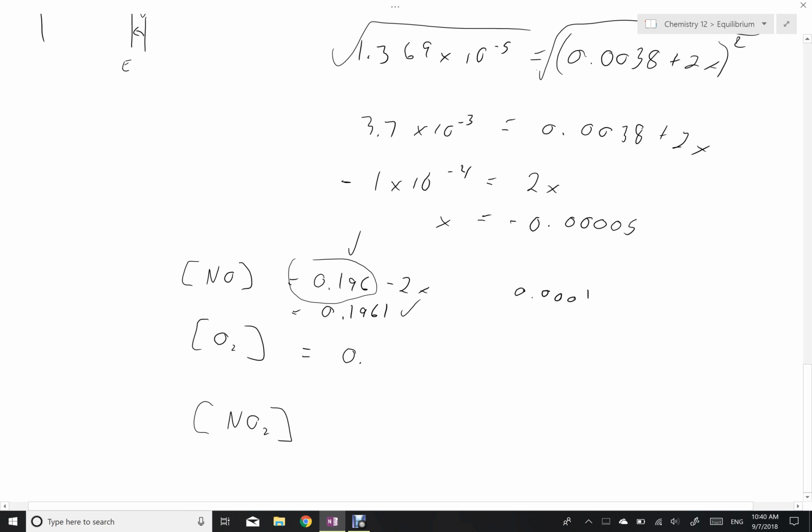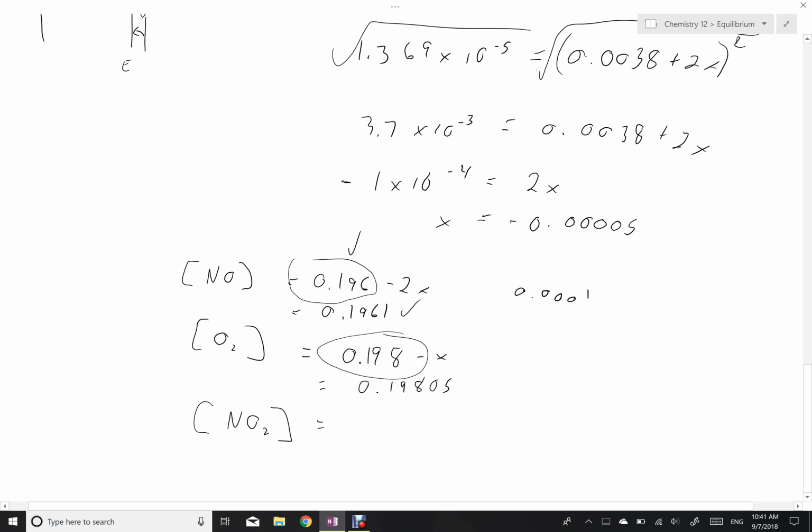My concentration of my oxygen would work out to 0.19805, so even a smaller change in that situation. So this is a very, very good assumption now.